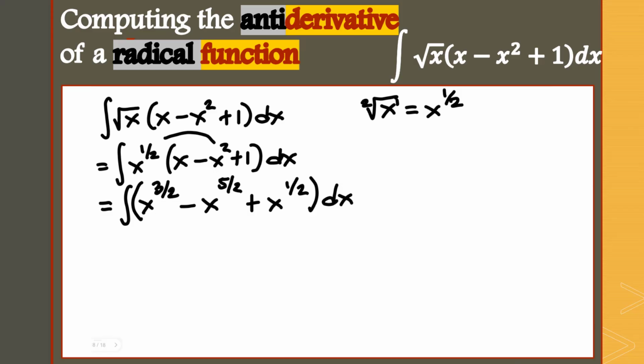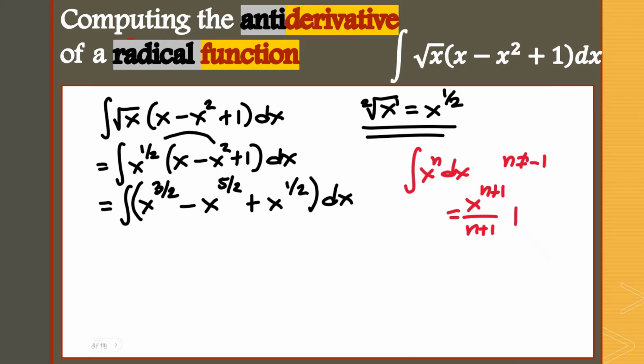As you can see, all of the terms here have fractional exponents, so basically you can write them into radical expressions. Hence, this is really a radical function. Now, we can also see here that all the exponents are not -1. So we can now use the power rule where n is not equal to -1, using x to the power of n plus 1 over n plus 1 plus c.